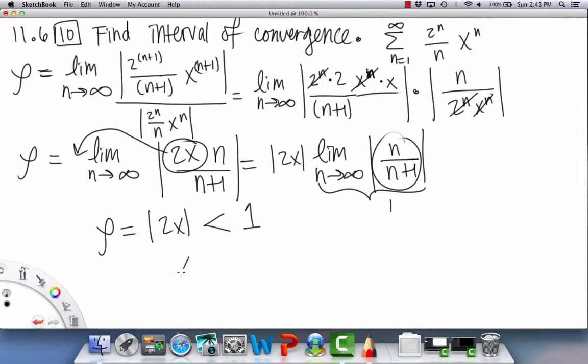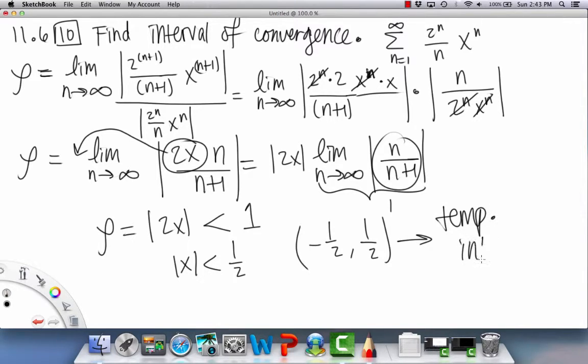So then we get that the absolute value of x is less than 1/2, which means centered around 0. Then our interval of convergence, as of now, is from negative 1/2 to positive 1/2. Remember, this is only a temporary interval of convergence, because now we have to check the endpoints. So keep this in mind, and we'll check the endpoints now.